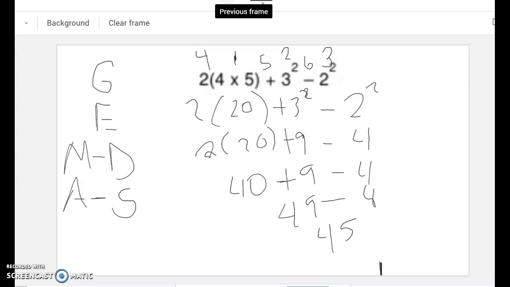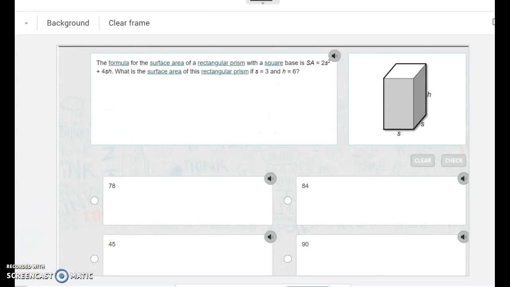All right, so with that being said, we're going to go over some questions from the Imagine Math pathway on the guided practice. These are actual questions on the pathway, but I wanted to do some of them with you because they're easy, but sometimes they're kind of hard to understand. So the formula for surface area of a rectangular prism with a square base is SA equals 2S squared plus 4SH. What is the surface area of the rectangular prism if S is 3 and H is 6?